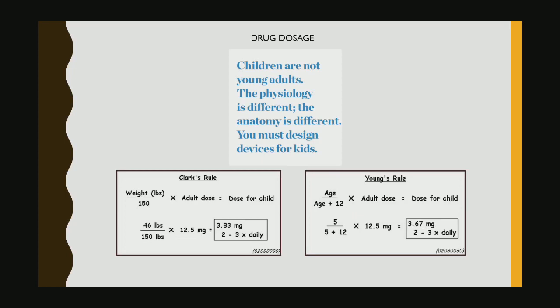So the accurate method to be followed is by the application of formulas. Two formulas are primarily used for drug dosage calculation: Clark's rule and Young's rule. Clark's rule is weight divided by 150 multiplied by the adult dose, which gives the dose for the child. That is a simple formula. Next is Young's formula, which is widely used: age divided by age plus 12, multiplied by the adult dose, which gives you the dose for a child. All these are widely used for drug dosing in a child.